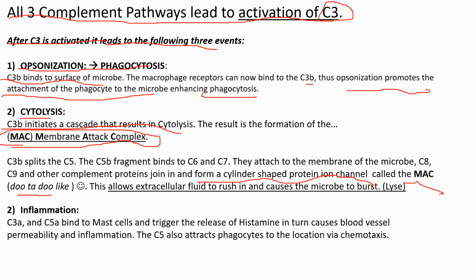The cell is surrounded three-dimensionally in fluids, and it causes the extracellular fluids, or the fluids outside the cell, to rush in and cause the microbe to burst. That's called lysis. So, cytolysis. And then all these fragments are all over the place, and they trigger C3a and C5a to bind to mast cells and trigger the release of histamine. Histamine, we know, promotes blood vessel dilation or permeability and inflammation. It also, this C5a will attract the phagocytes through chemotaxis, and that's the chemical to attract them.